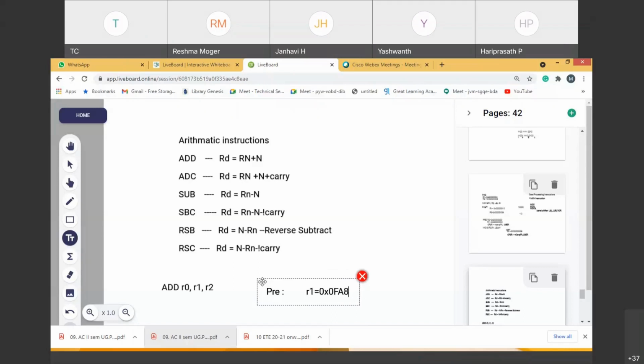Even small letters, if you write and show, there are no issues. So I'll write 0FA8, 4 zeros, and then I'll write R2 is equal to, so R2 is the second register, which is equal to 0x C. What I'm doing is just trying to make things easier so that there is no such complexity.